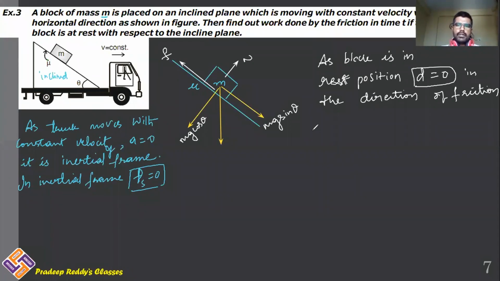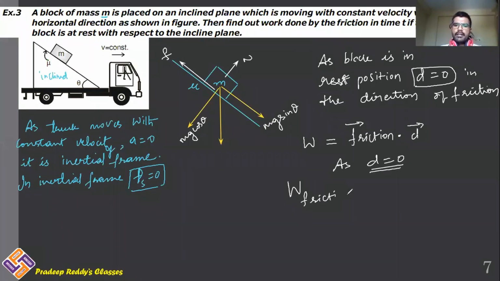If the displacement is equal to 0, we can calculate work done. What is asked in the problem? Calculate work done by the frictional force in time t as the block is at rest with respect to the inclined plane. So work done by the frictional force is equal to friction dot displacement. Now displacement d is equal to 0, as the block is neither going upward nor going downward. Work done by friction is equal to 0.